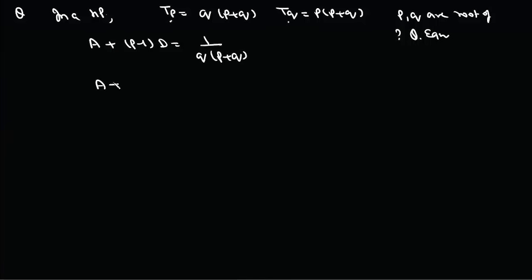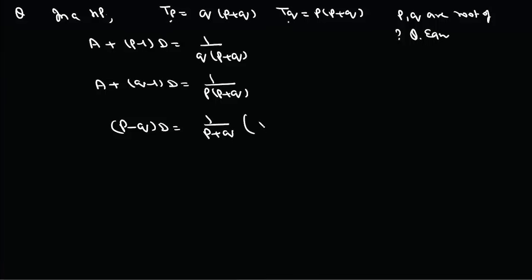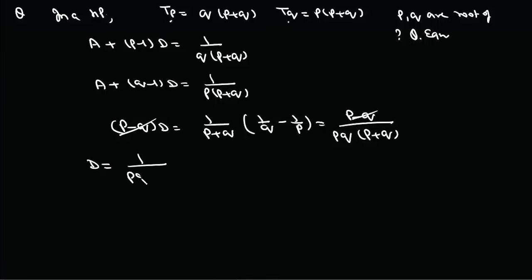And the same way, A plus Q minus 1 into D for this corresponding AP will be 1 upon P into P plus Q. Now if we subtract second from first, we can write P minus Q into D, and here we'll take 1 upon P plus Q common, and then we'll have 1 upon Q minus 1 upon P, which will be P minus Q upon PQ into P plus Q. Now P minus Q will cancel. The common difference of this AP will be 1 upon PQ into P plus Q.